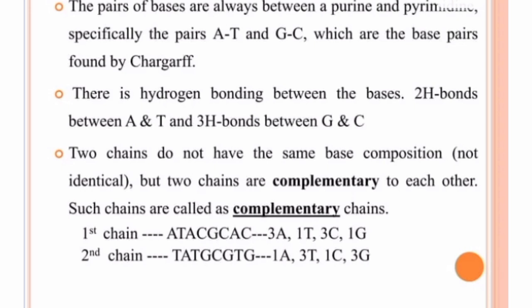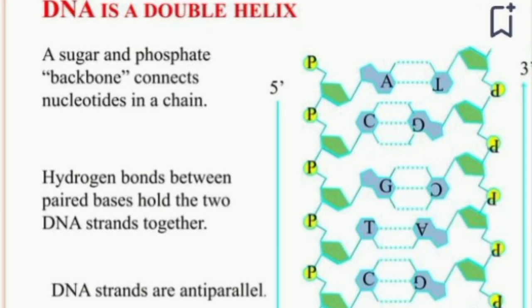Below you can see a complementary chain. The first chain has A, T, A, C, G, so you have 3 A, 1 T, 3 C and 1 G. And the opposite strand has just the same. So the opposite of A is T, right? So just anti-parallel. Next, DNA is a double helical structure.